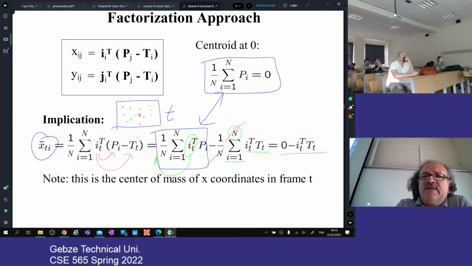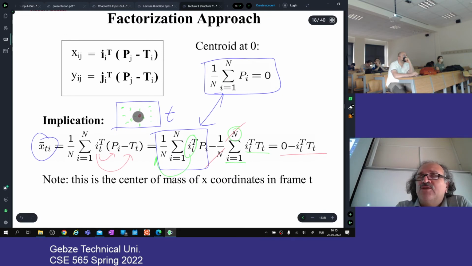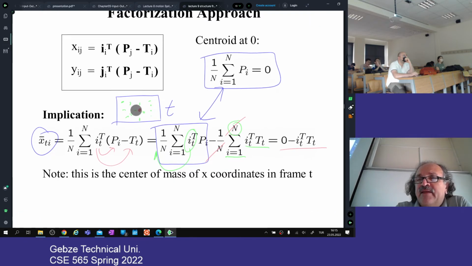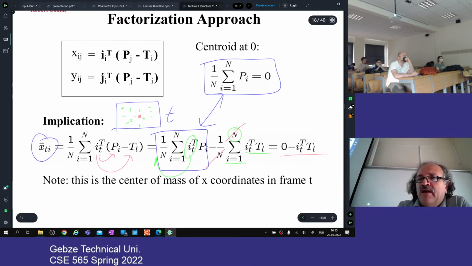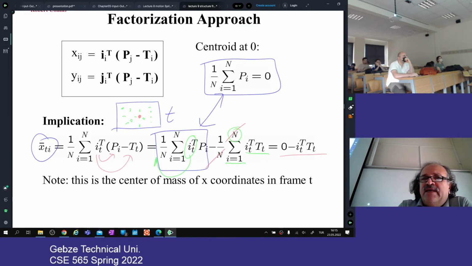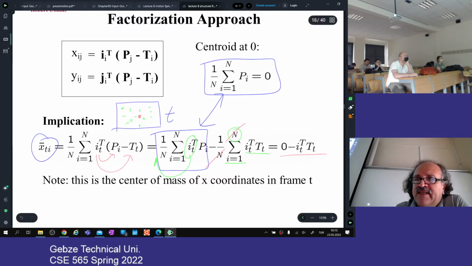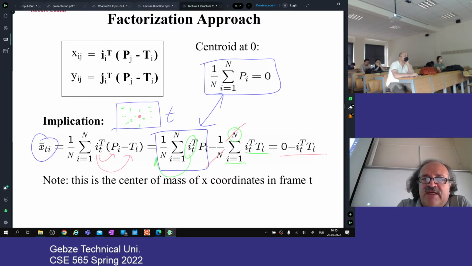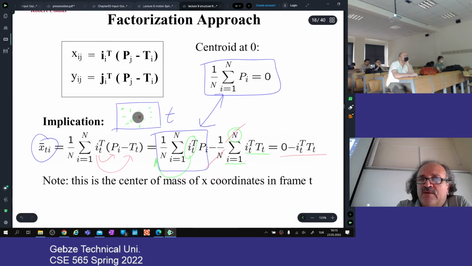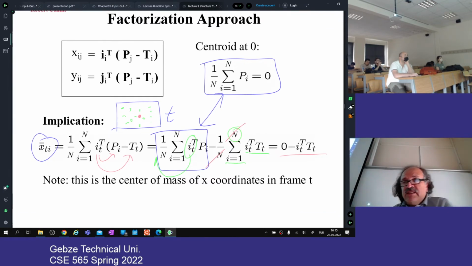It says that the center of mass of all these 2D points is now I_x^T times t. Remember, I_x^T is the first column, first row of the rotation matrix, and t is the translation vector. If you multiply these two, dot product, it should give you minus I^T t. And that's going to give you the X component of your center of mass. Okay? That's a very valuable information.